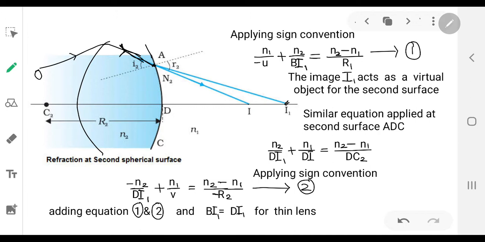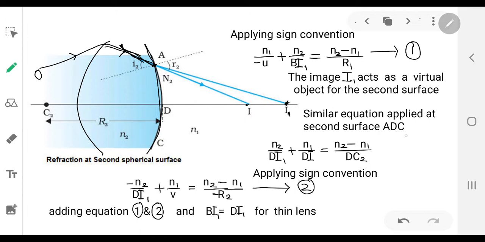Why? I dash corresponds to the incident ray on the second surface. How has it become incident? After refracting through the first surface. So I dash is the virtual object. Actually it has not formed. Before forming, the incident ray falls on the second refracting surface and the image I is formed by the second surface. So I dash is a virtual object for the second surface.